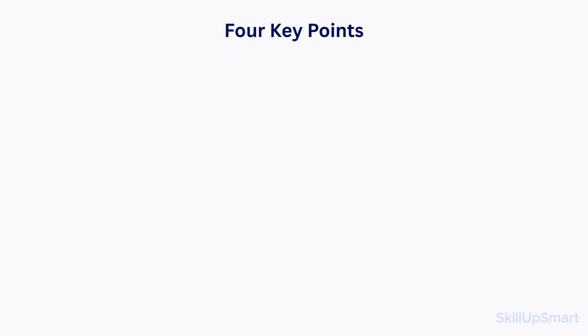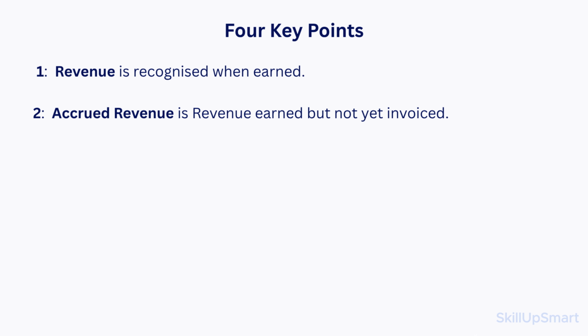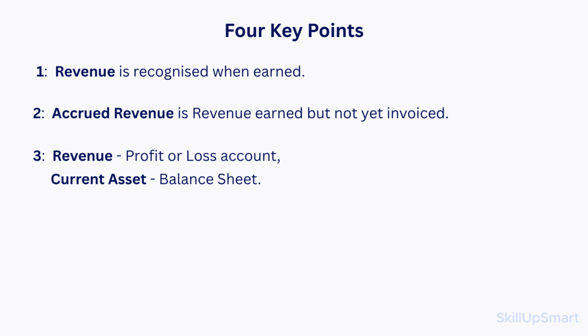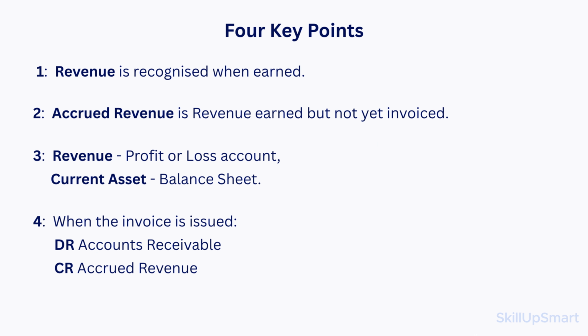Remember these 4 key points. Revenue is recognized when earned. Accrued revenue is revenue earned but not yet invoiced. Accrued revenue appears as revenue in the profit or loss account, as a current asset in the balance sheet. When the invoice is issued, debit accounts receivable, credit accrued revenue. No additional revenue is recorded.